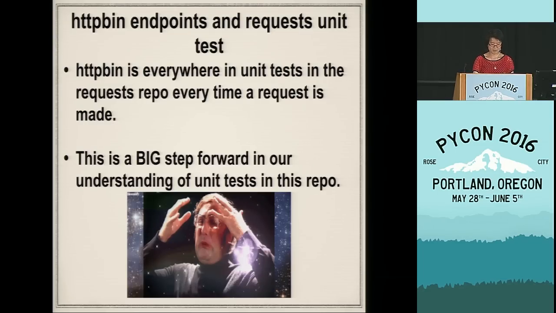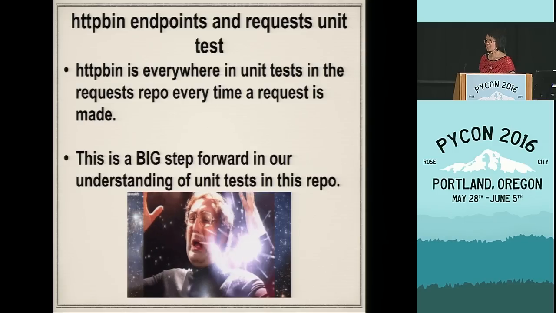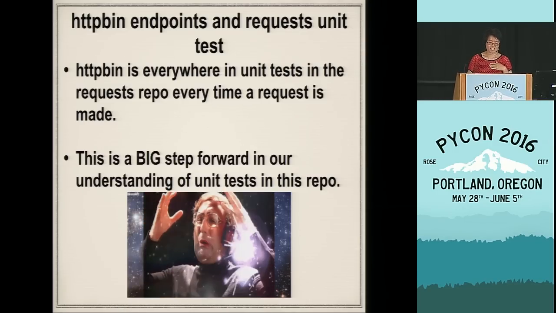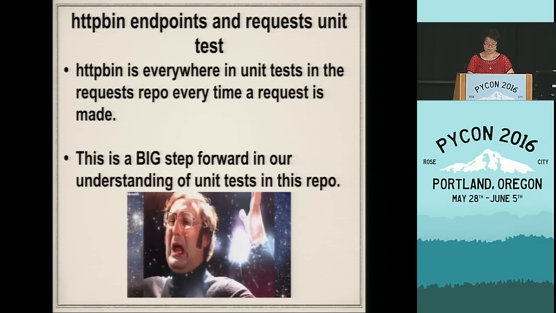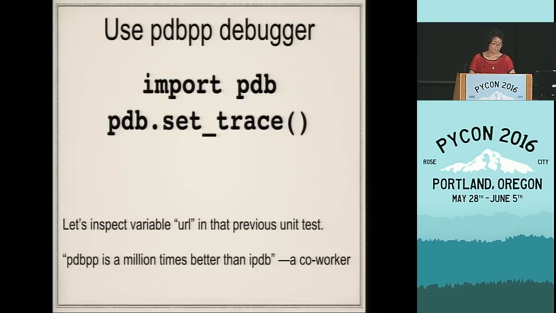So this is a pretty big step in understanding how these unit tests are being constructed in the request repository. All right, so the next thing I want to understand is there's this variable called URL in the previous unit test that we saw. And we can drop a debugger inside.